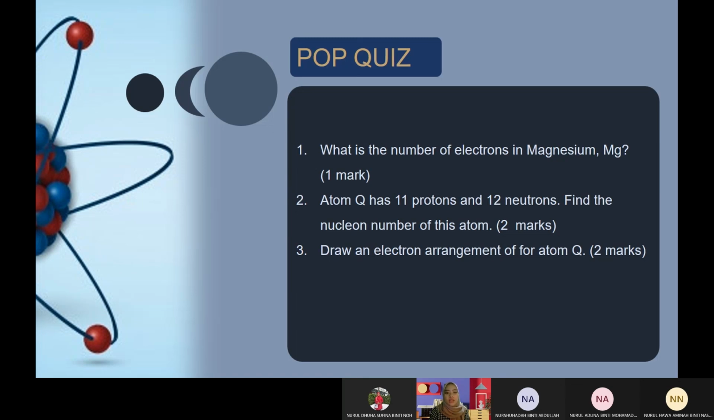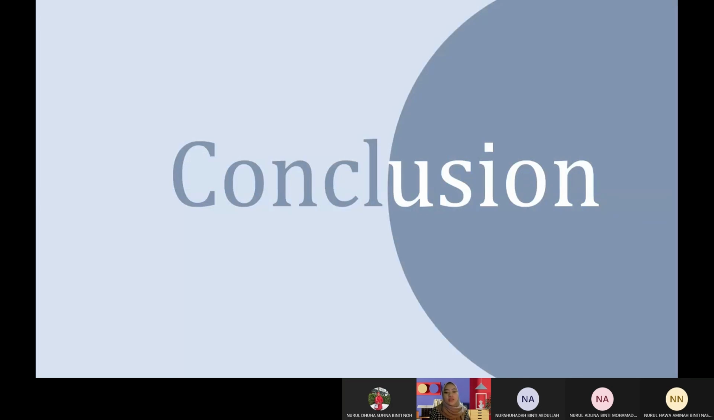So now I want Adlina, can you conclude what we have learned today? Yes, teacher. So what we have learned today is about proton number, number of neutrons, and nucleon number of an atom. Also, we have learned to write the standard representation of an element, which is also known as the notation of an element. And lastly, we also learned how to draw the atomic structure and electron arrangement of an atom. Yes, very good. Today's topic is very simple, right?